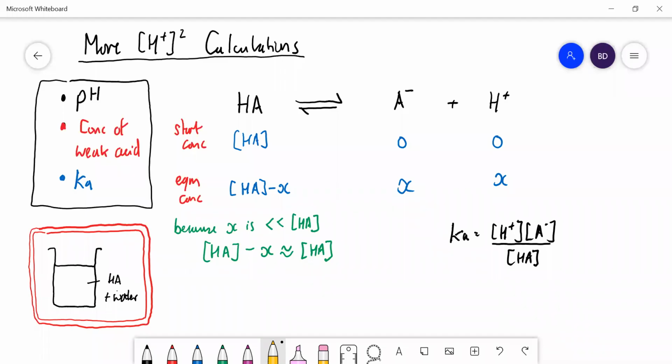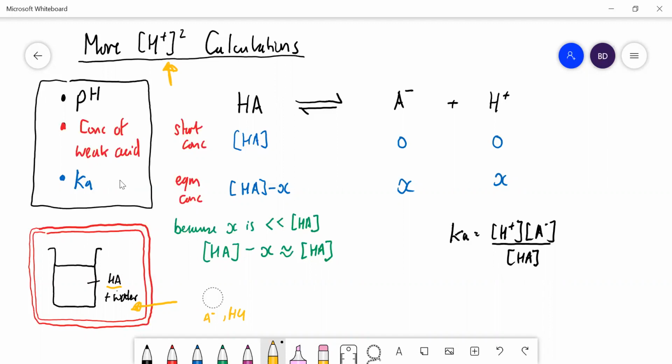Okay, let's do some more of these. I call them H plus squared calculations. Now, these calculations work when we are dealing with a weak acid dissolved in water. All you've added is the weak acid and water. You haven't added anything else, such as NaOH, or any of the sodium salt of the weak acid, its conjugate base. So you haven't added any extra strong acid. If you've done any of those things, this won't work.